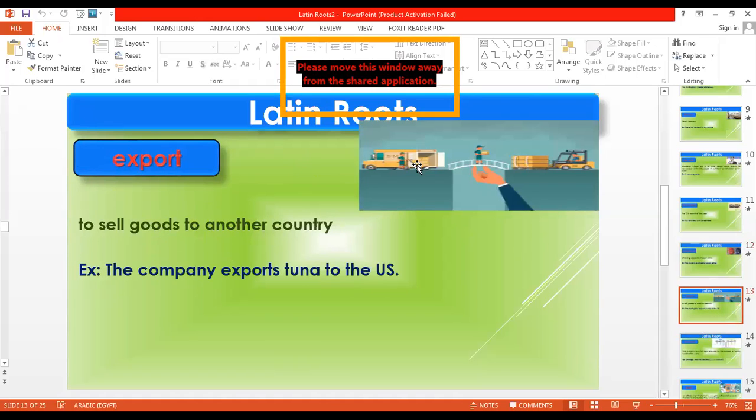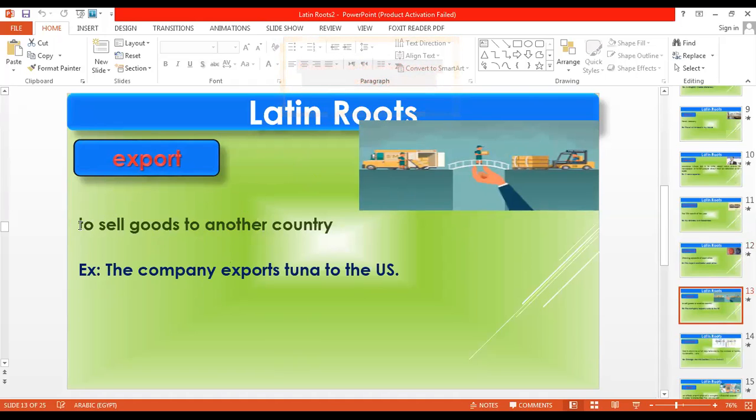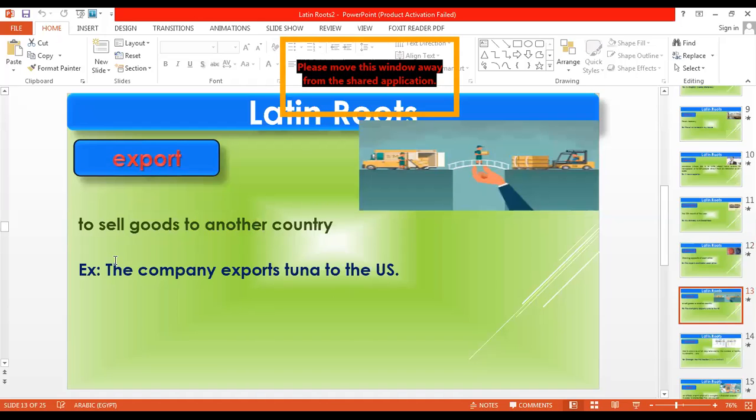Okay, look at the picture. Someone sells goods to another. So export means to sell goods to another country. For example, the company exports tuna to the US.